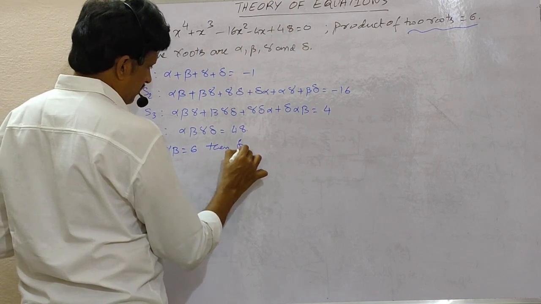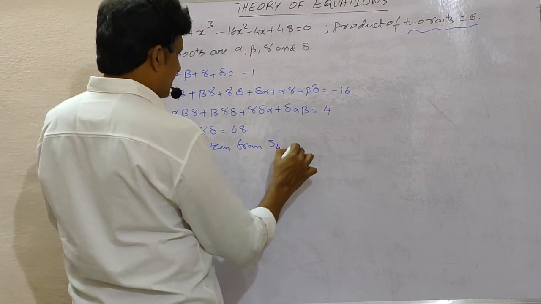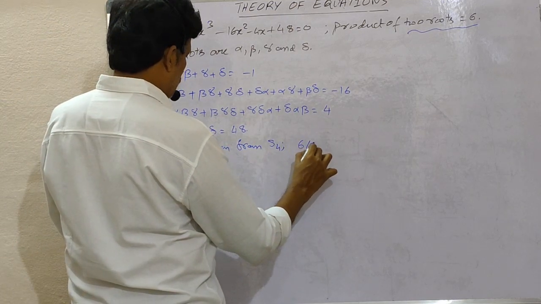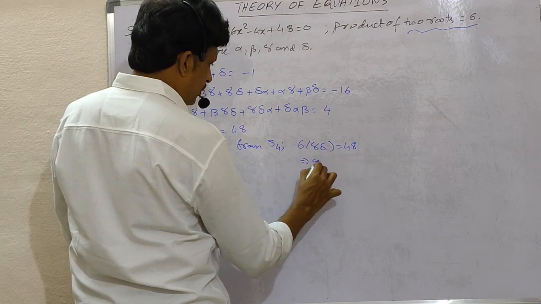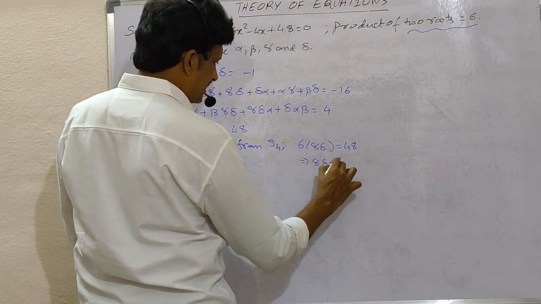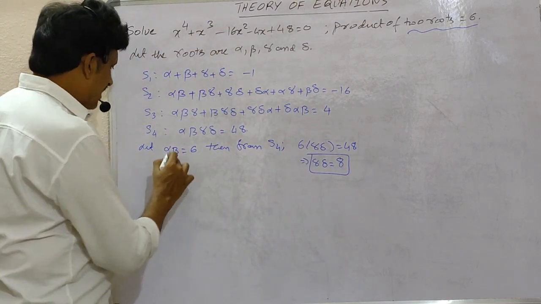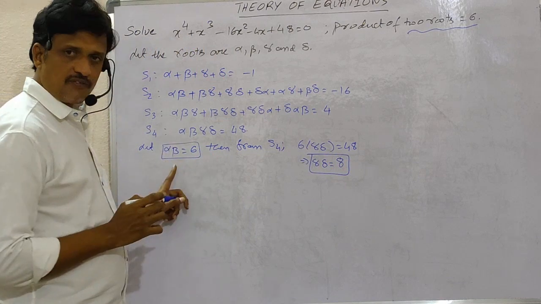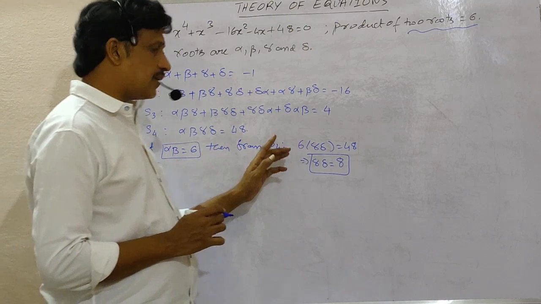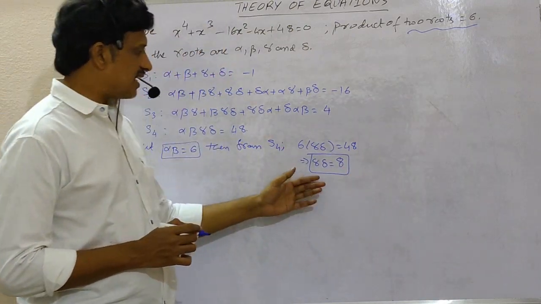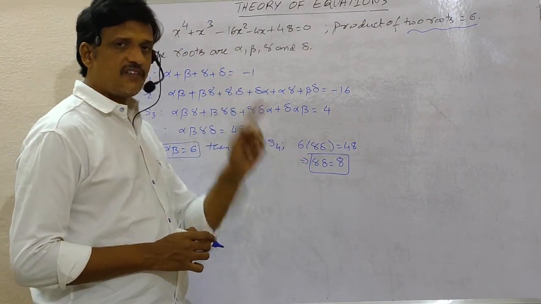Then from S4, alpha beta, that is 6, into gamma delta is equal to 48, which gives the value of gamma delta: 6 eights are 48, that is 8. So if alpha into beta is 6, then from S4 you are getting the product of the other two roots gamma and delta, that is 8. So the whole product is 6 into 8, that is the required 48.